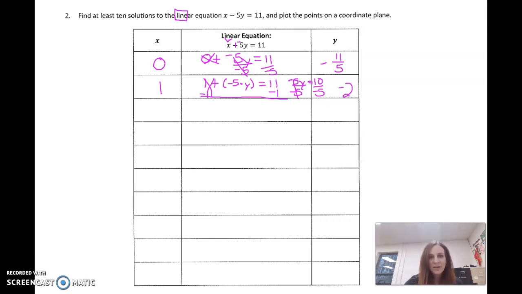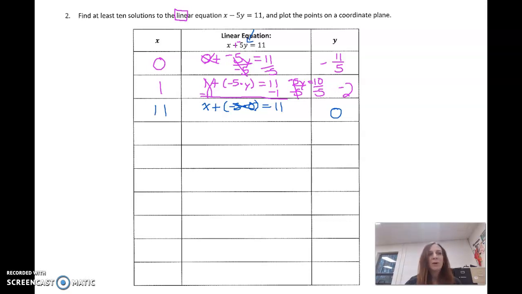What if, instead of inputting numbers for x, we inputted them for y? So let's say I put 0 in for y. Okay, so I'm going to say x plus, because I made it into an addition problem, don't have to, but it's helpful, a negative 5 times 0 equals 11. All right, in this case, x equals 11.